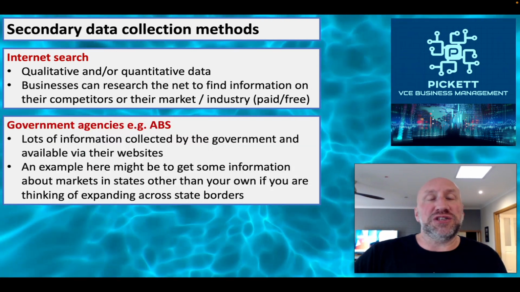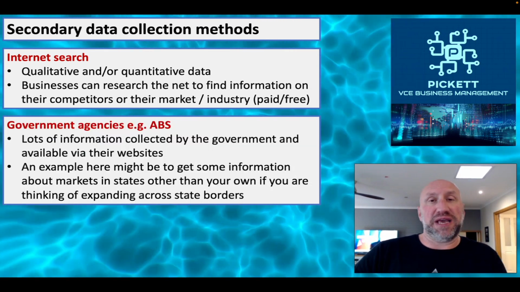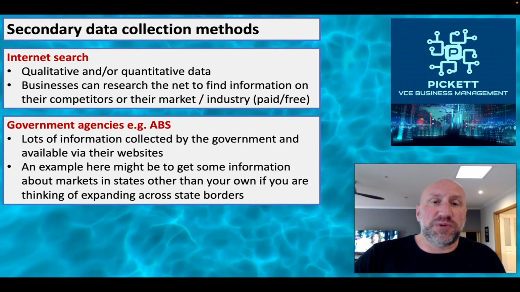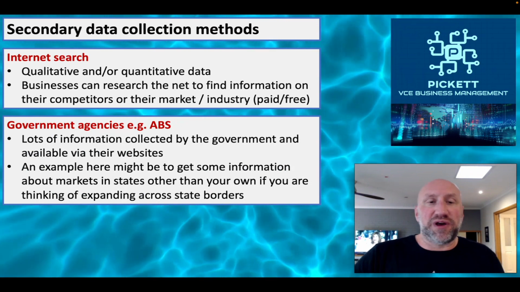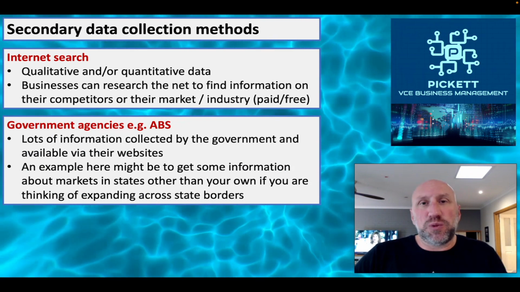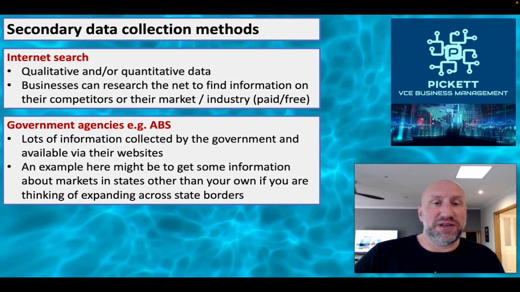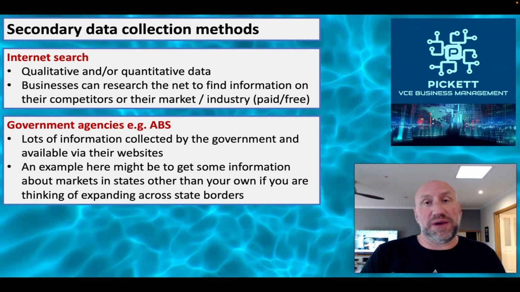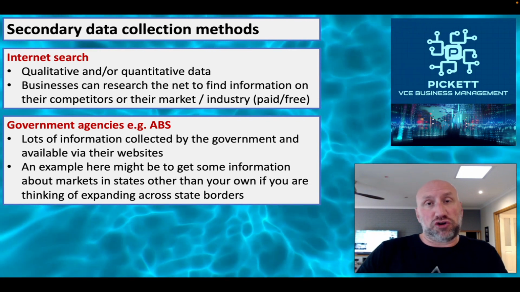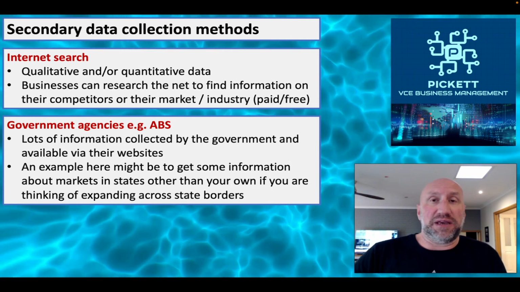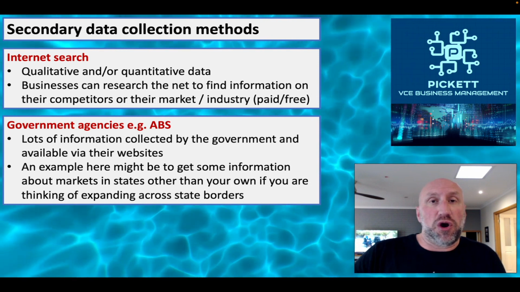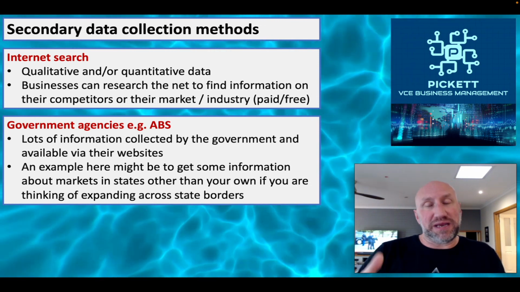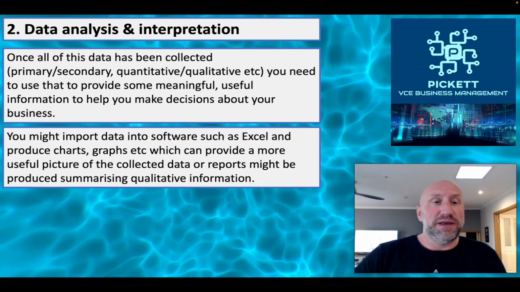And then government agencies have a lot of information. The ABS, the Australian Bureau of Statistics, lots of information is collected by the government and it's all available via their websites. And this would be probably more in terms of markets, potentially even markets in other states. So if you're looking at maybe expanding or selling across state borders, it can give you some information on the market for that particular type of product in alternative states.